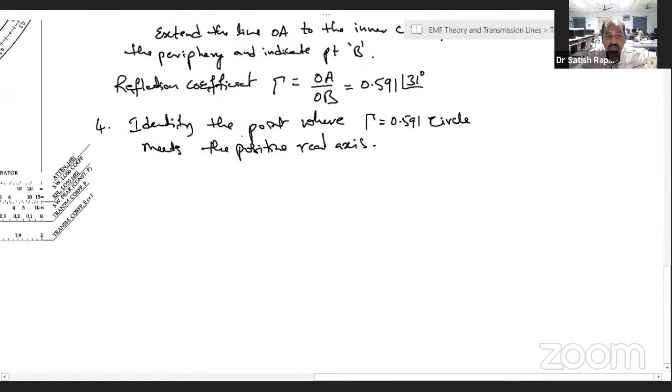So identify the point where the 0.591 circle meets the positive real axis, and that point is S, which is equal to 4, which is the VSWR. So VSWR is 4.